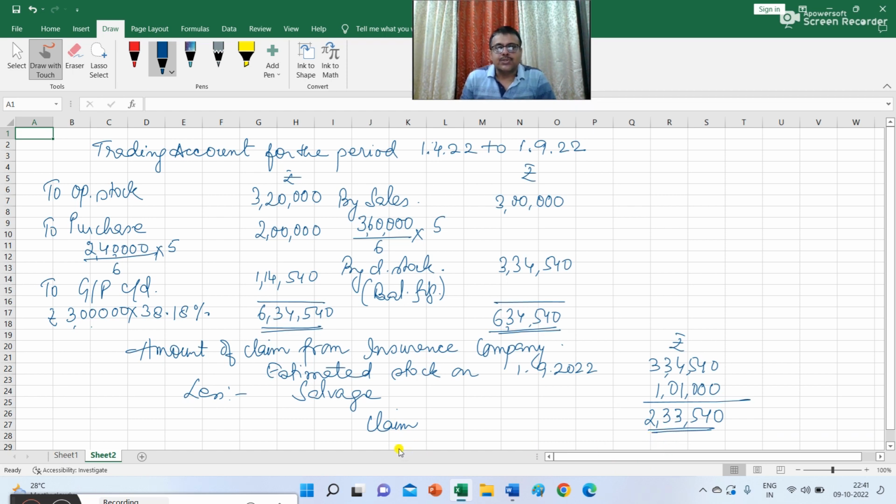So in this question, the amount of sum insured is not given. So here this is final. That is, this is the amount of claim from the insurance company.